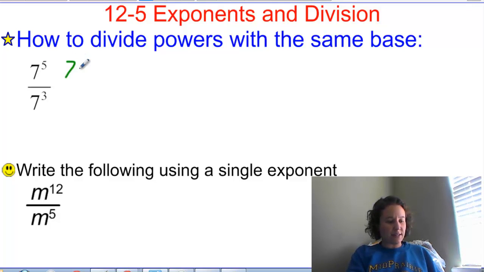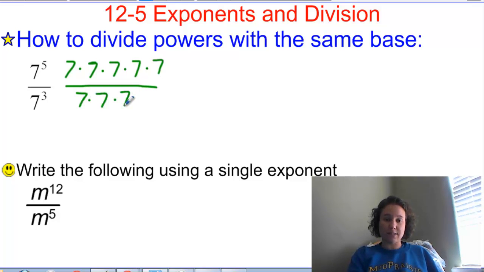So I could rewrite 7 to the 5th power as 7 times itself 5 times. And I am dividing that by 7 to the 3rd power, so that would be 7 times itself 3 times. Now when you have things that are all multiplied together, divided by other things that are all multiplied together, I can cancel out ones that are the same. So notice that if I did that, I could cancel out 3 of the 7's from the top and all of the 7's from the bottom, because 7 divided by 7 is 1, so I can just cancel those out. And what that leaves me with is 2 7's, which is the same as 7 to the 2nd power.